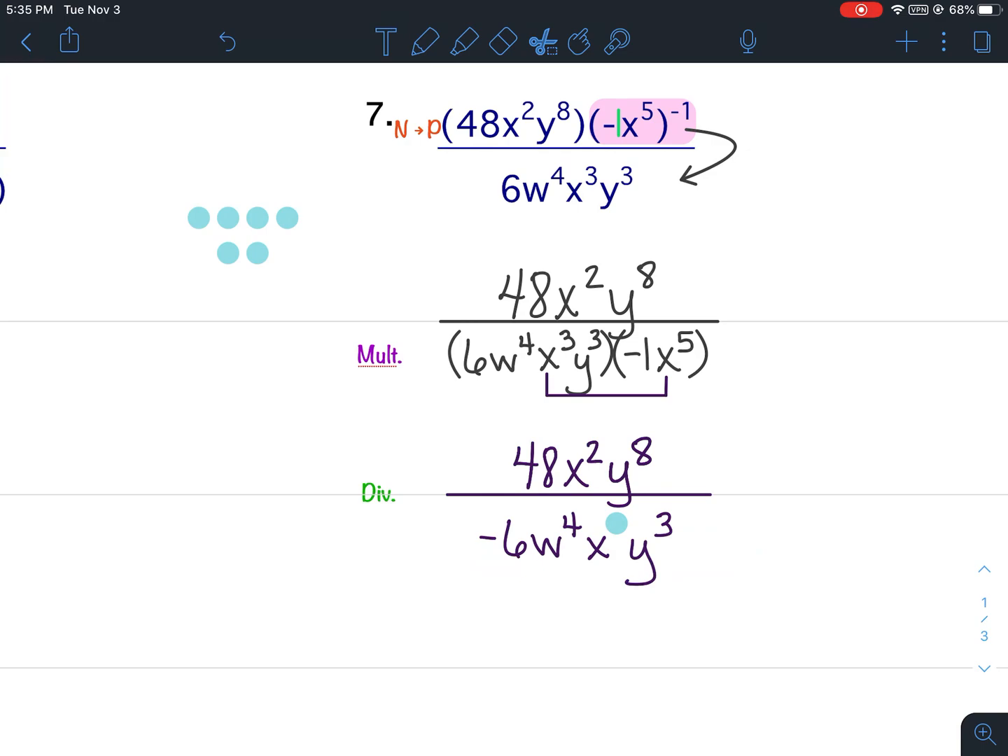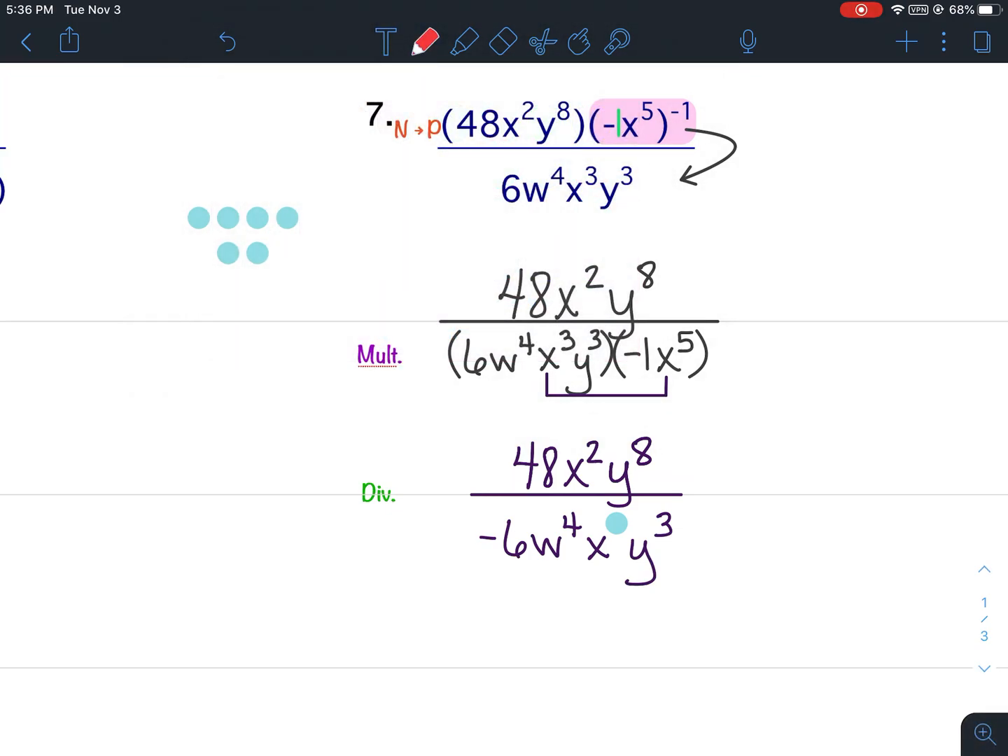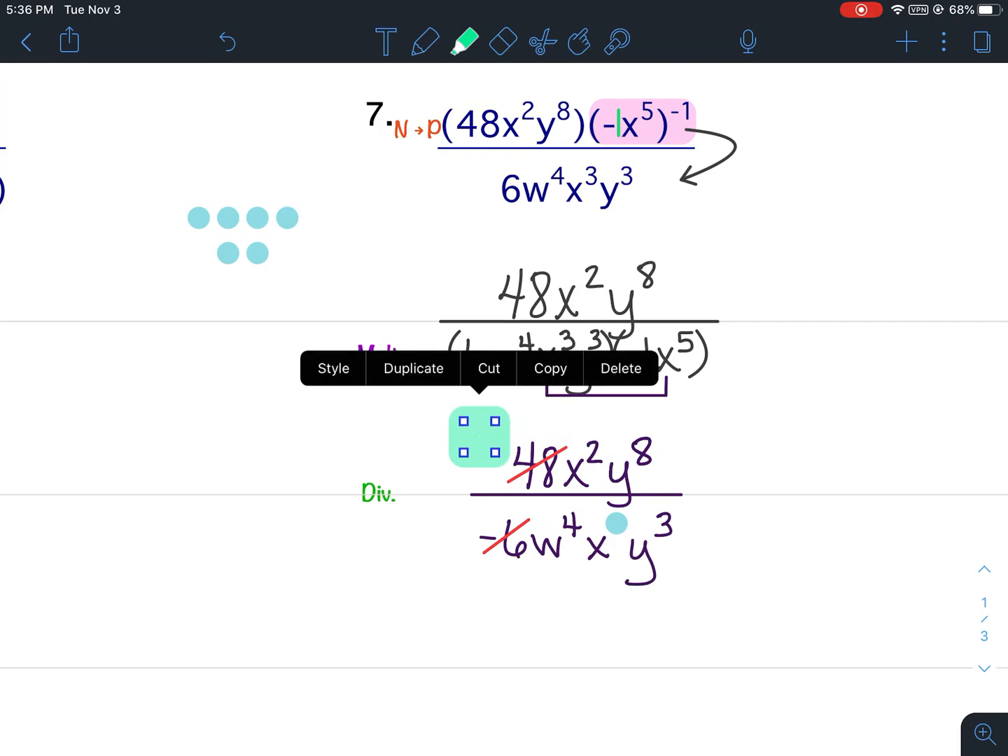All right, I am now ready to divide. 48 over -6. You need to divide that out and put that number up here. And then you've got two variable terms that will divide, the x and the y's.